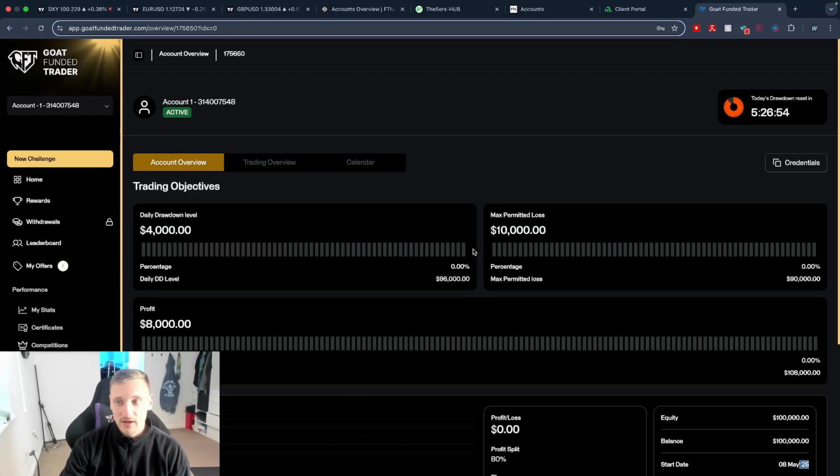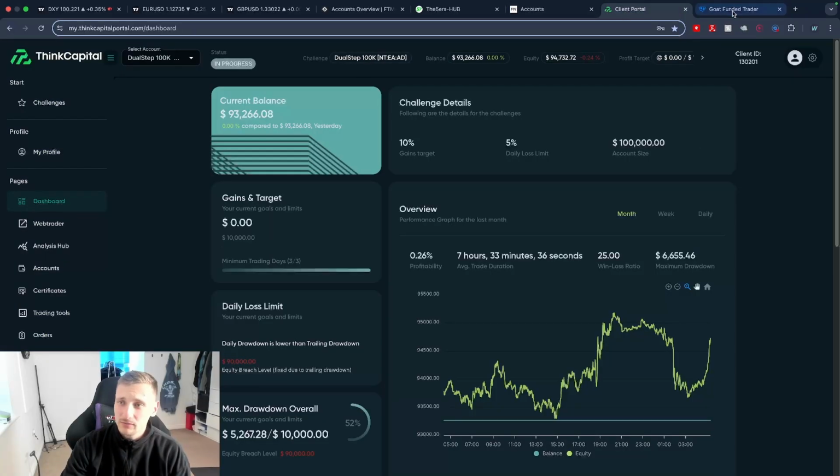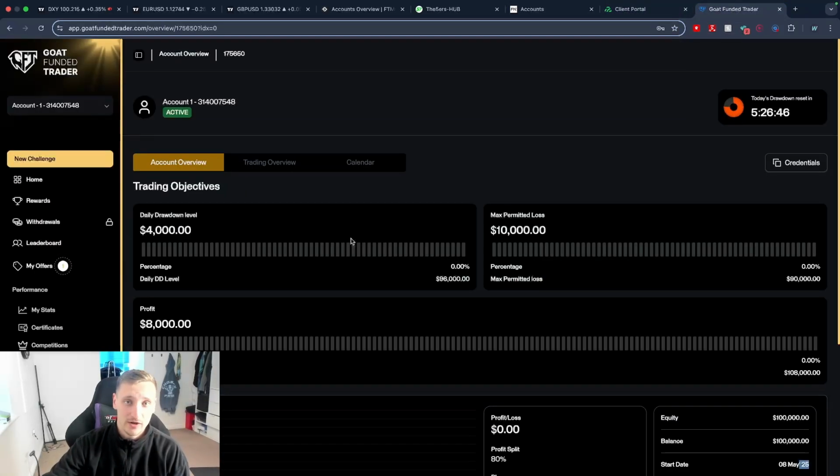We will see how we get on with this, and I'm going to be trading it alongside this challenge and this challenge. These challenges are currently in deep drawdown, so this one being back at baseline and being able to try a different prop firm out. Obviously, I'm really liking the way Go Find a Trader looks.